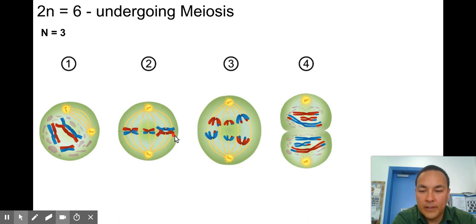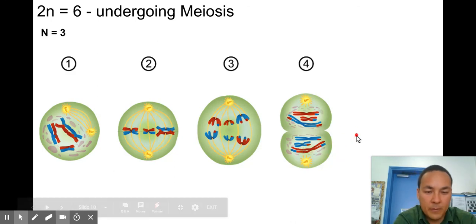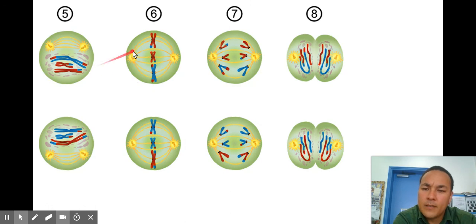They line up here. This is random. They get pulled apart. The homologous pairs get separated. So here, homologous pair number 1 has been separated. Homologous pair number 2 has been separated. And homologous pair number 3 has been separated. In this cell, we have 1, 2, 3 chromosomes. 1, 2, 3 chromosomes. Now we need to separate these chromatids. We only want one of them in each cell. So we line it up and we just do mitosis.